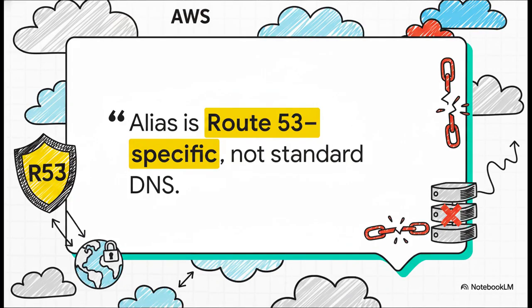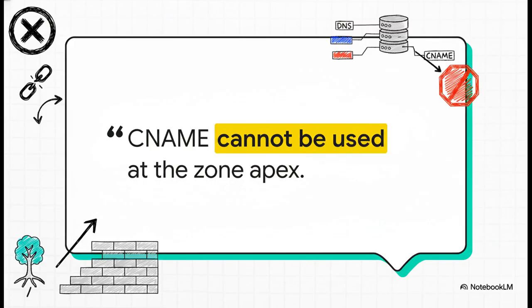All right, let's wrap this up with a few key lines to burn into your memory. Number one, alias is an AWS invention. It's a Route 53 special feature, not a standard part of DNS. Number two, the reason the alias record even exists is because of this fundamental rule. You cannot use a CNAME at the root of your domain.